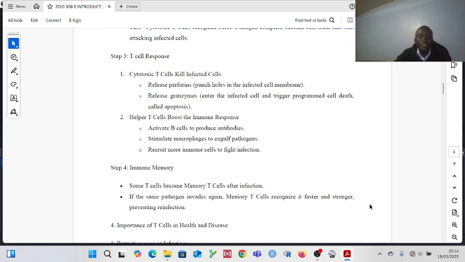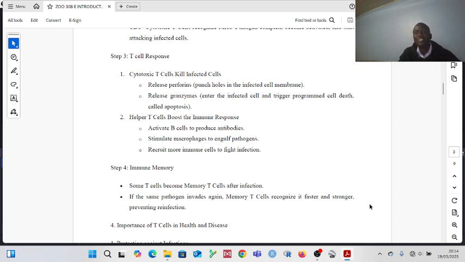So let's now see how then the T cell responds. That's now step 3, the response of the T cells. One, the cytotoxic T cells will now kill infected cells. Okay, it will kill the infected cells.